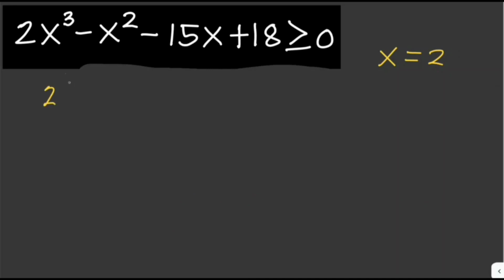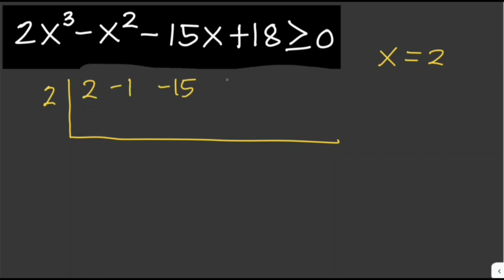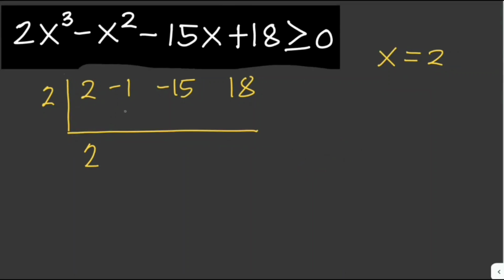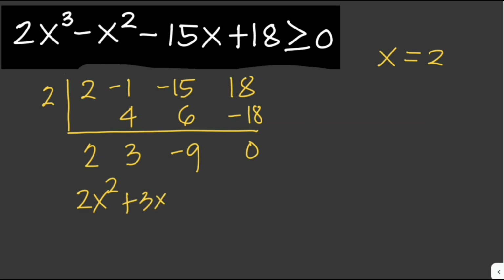So that would be 2. We have 2, negative 1, negative 15, 18. Then 2 times 2 is 4. Negative 1 plus 4 is 3. Then 3 times 2 is 6, and this is negative 9. Negative 9 times 2 is negative 18. So this is 0. And then our equation would be 2x squared plus 3x minus 9.